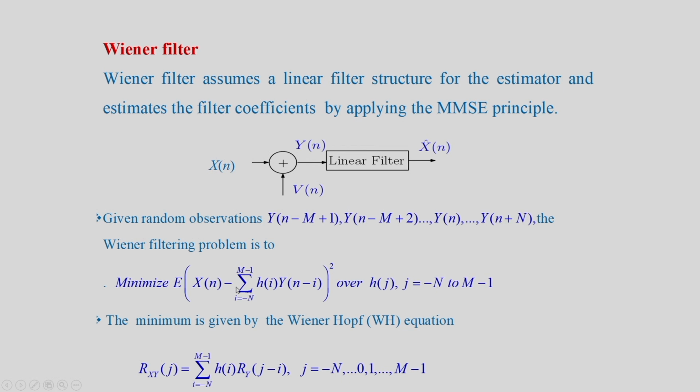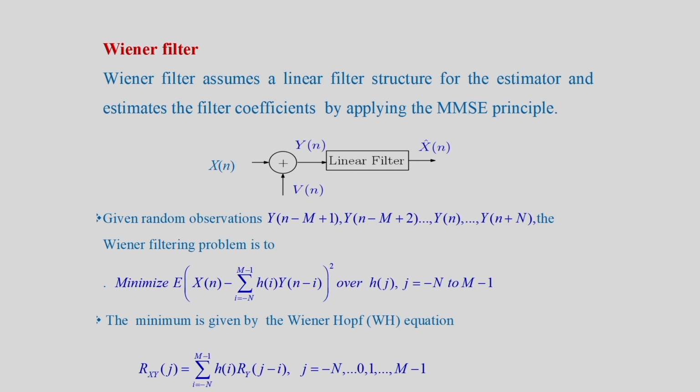And we derive the Wiener-Hopf equation corresponding to this. If we differentiate with respect to hj, we get the Wiener-Hopf equation given by Rxy of j is equal to summation hi into Ry of j minus i, i going from minus N to M minus 1.